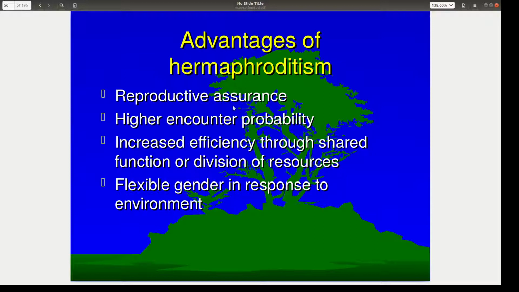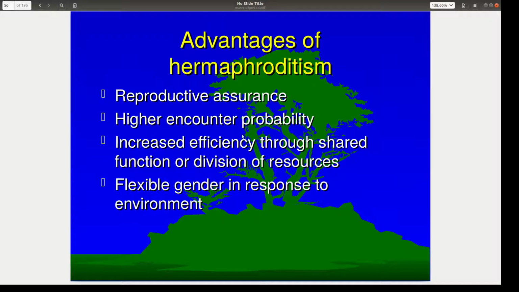You also have higher encounter probability, similar, of a potential mate. And it might be possible in some cases to have greater efficiency in mating functions because you're sharing functions, or you're sharing resources, and those resources can be shared between the two sex functions, and that might increase efficiency in some cases.